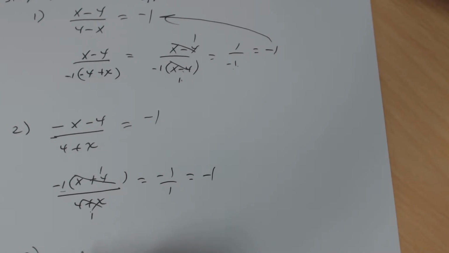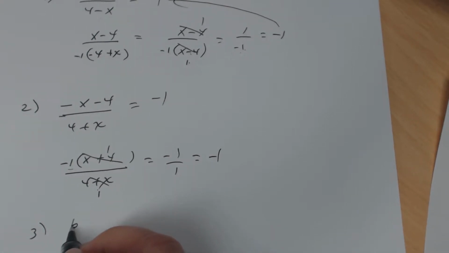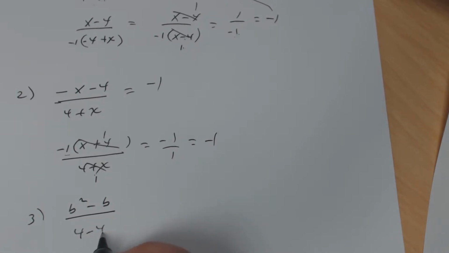Okay, let's look at this one. Suppose we had b squared minus b divided by 4 minus 4b. So b squared minus b divided by 4 minus 4b.